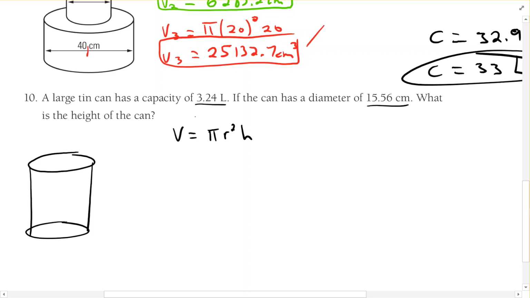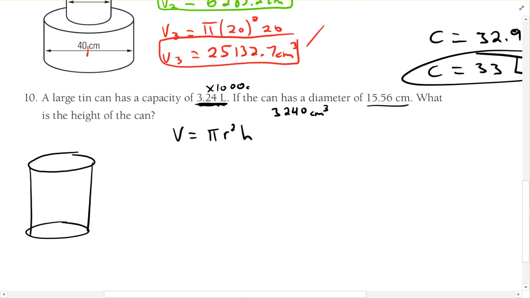And we don't really even know the volume yet because they've just given us the capacity in liters. So let's change that into volume. The way we do that is instead of dividing by 1,000 like we've been doing, we're going to multiply by 1,000. That gives us 3,240 centimeters cubed. So that is our volume. We just multiplied by 1,000 to get back to centimeters cubed.